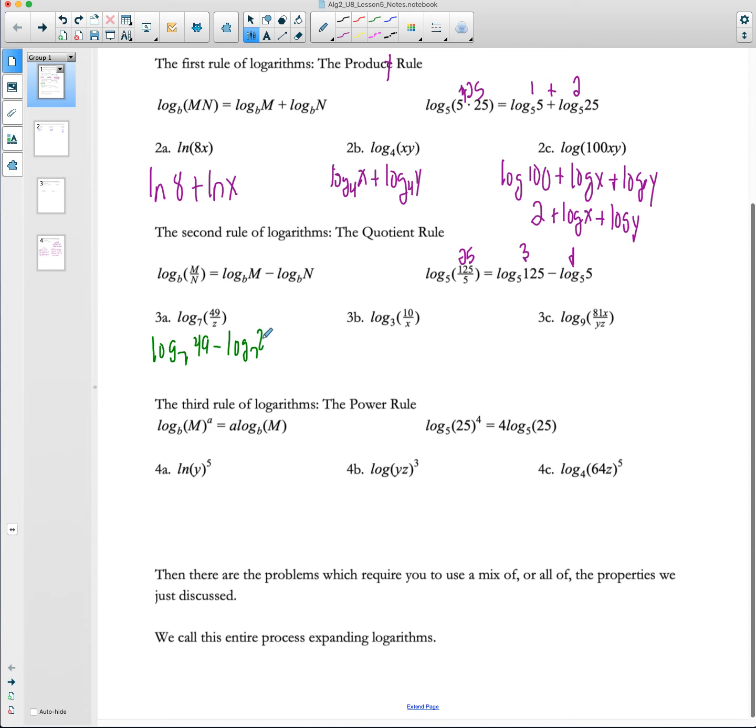of z. Now, once I've broken it into its pieces, I want to look at each individual piece and see if there's any simplification I can do. What we have here is log base 7 of 49. What power is that? That is a 2. So I can simplify that down. So 2 minus log base 7 of z. And there's my final answer.